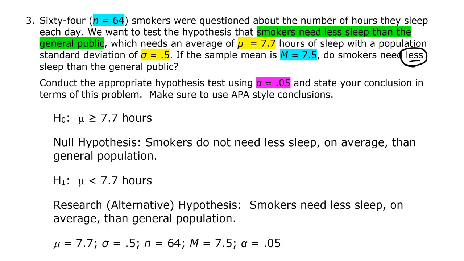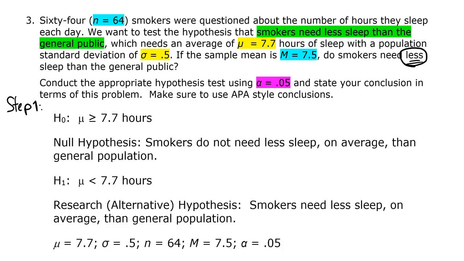So I circled plus because that's what we're looking for. Conduct the appropriate hypothesis test using alpha equal to 0.05 and state your conclusion in terms of this problem. Make sure to use APA style conclusions. All right, so step 1, state the hypotheses.